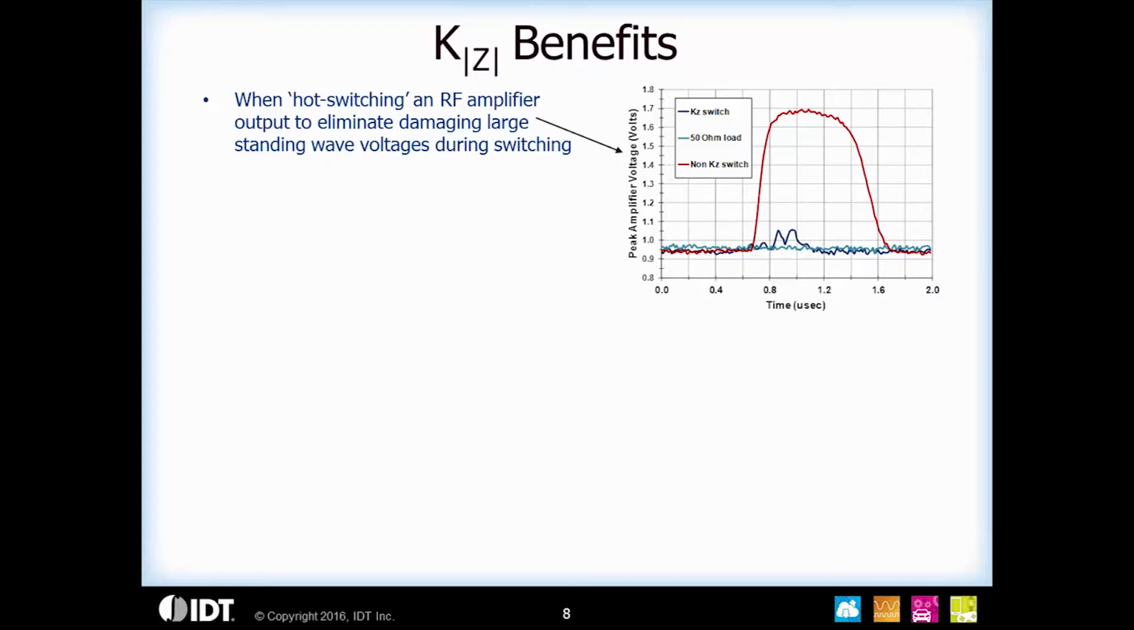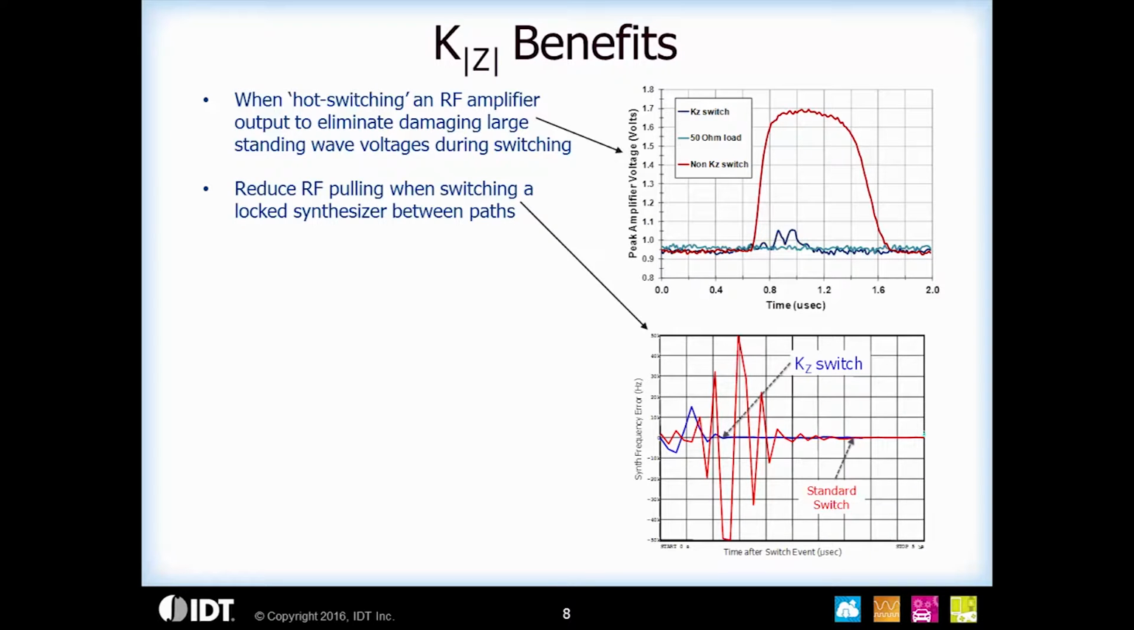Some benefits of a constant impedance switch are: when hot switching an RF amplifier, you do not get a huge voltage standing wave ratio, as you see on this non-KZ switch. At the time of switching, it creates a large voltage standing wave ratio, which might cause damage to the downstream devices. With IDT's KZ technology, as you see on the slide, the voltage standing wave ratio remains almost constant. The return loss does not degrade.